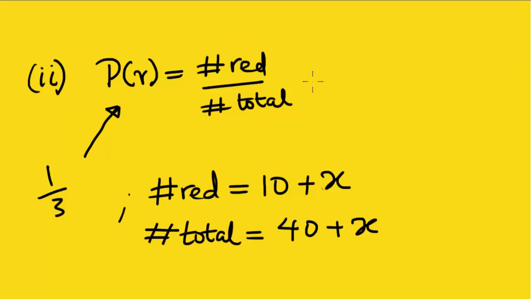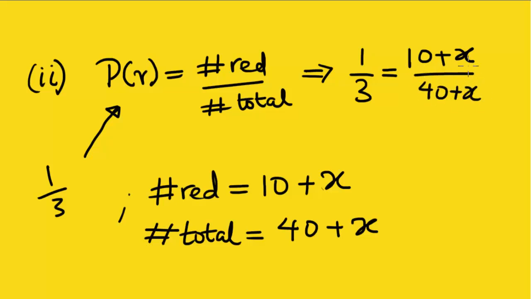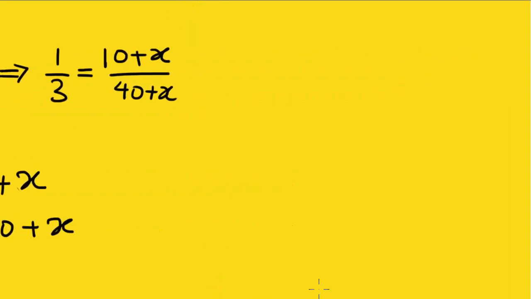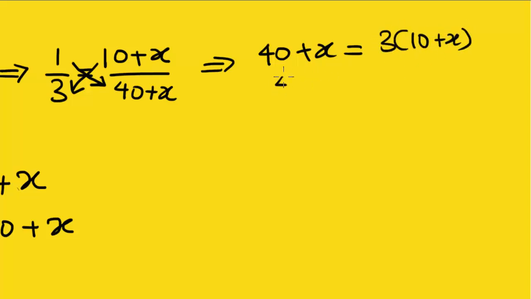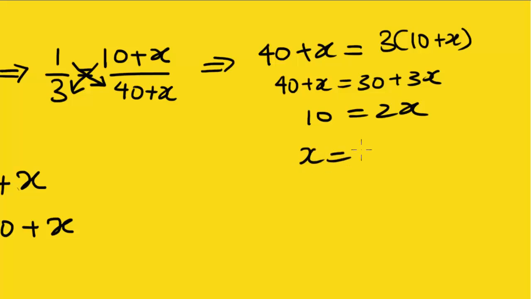Therefore, from this equation, the probability of picking a red disk is 1/3, because that's what the question is asking for. The number of red disks is 10 plus x, the total number of disks now is 40 plus x, and they're telling us to find this x value. If you just cross multiply, you get 40 plus x equals 3 into 10 plus x. So 40 plus x is equal to 30 plus 3x. So 10 is equal to 2x. So x is equal to 5. And I defined x as the number of red disks that needs to be added.